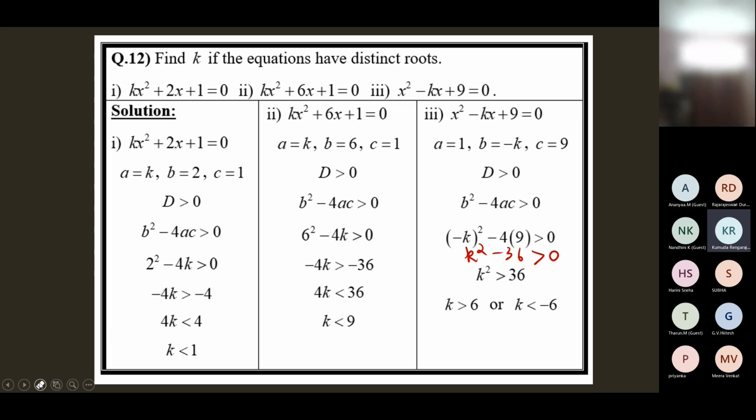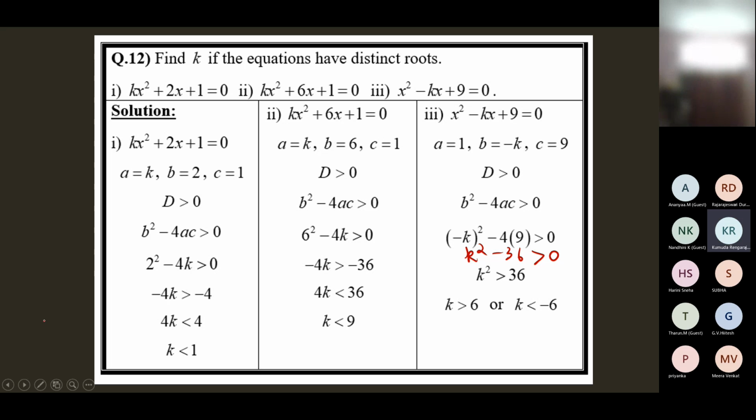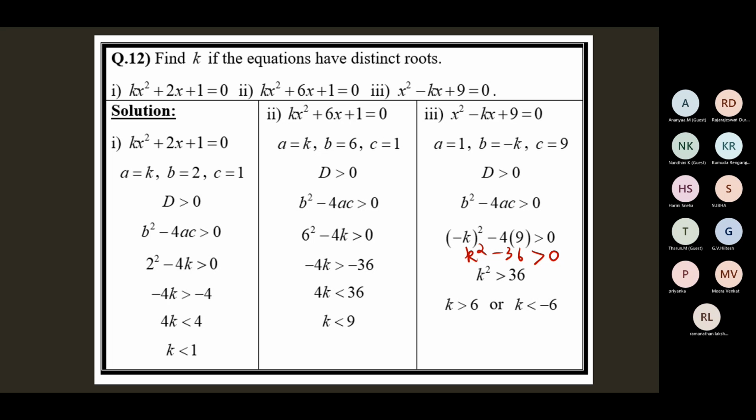Yes, children, take a screenshot. So this is find K. Given that the equations have distinct roots, that means D is greater than 0. You know that. So when you cancel the minus signs on both the sides, you should reverse the inequality. And when you have K square greater than 36, you have two values, plus 6, minus 6. Take the same inequality for the positive value and reverse the inequality for the negative value. Take a picture.